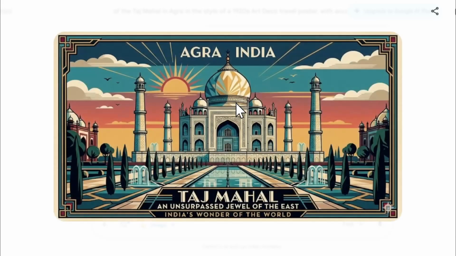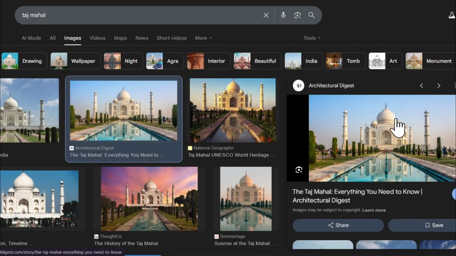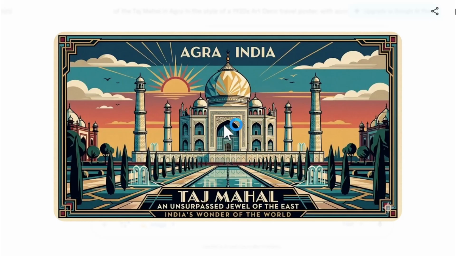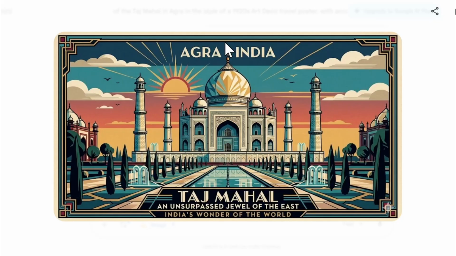The results are absolutely phenomenal. If we open up a new tab and pull up real photos of the Taj Mahal on Google Images to compare, you can see the AI completely nailed it. It accurately captured the exact architectural details, the central main dome, the four surrounding minarets, and the iconic reflecting pool, while flawlessly applying that vintage vector-style artistic filter just like I asked.